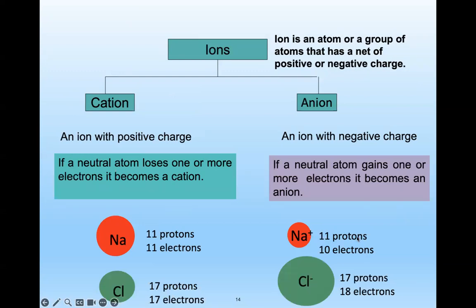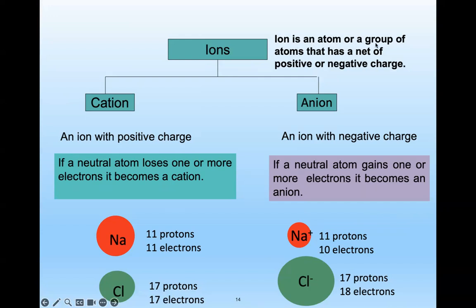But here are the protons. How many? 11 protons, 10 electrons. It means there is one more proton. That's why we have it positive. What if it is 17 protons and 18 electrons? Then electrons are more. 18 minus 17 is minus 1. That's why chloride has only one negative charge. Now you know why it is positive and negative, right?